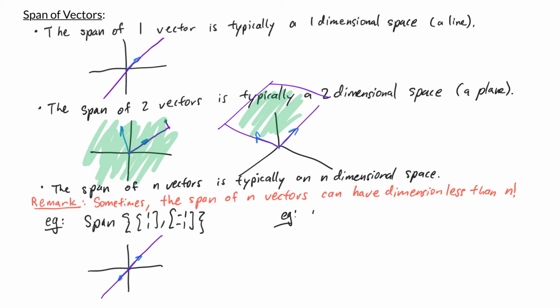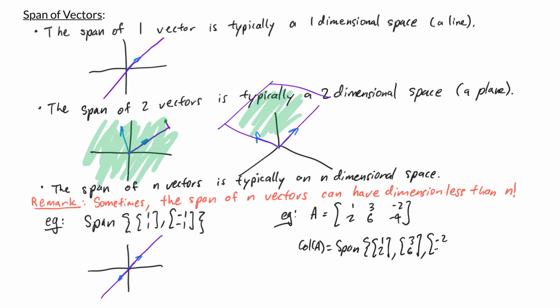Let's say A is 1, 2, 3, 6, -2, -4. We can say that the column space of A is the span of 1, 2, 3, 6, and -2, -4. As we see here, the column space is a span of 3 vectors, but is it a 3-dimensional space? The answer is no. These vectors belong in R2, so at most it can only be 2-dimensional.